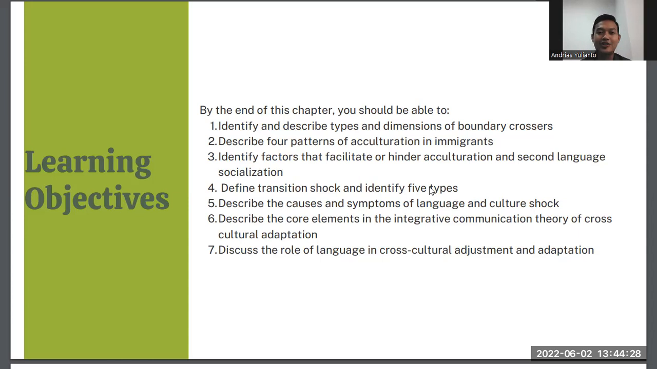Fourth, define transition shock and identify 5 types of transition shock. And the fifth, describe the causes and symptoms of language and culture shock. Sixth, describe the core elements in the integrative communication theory of cross-cultural adaptation. And the last, discuss the role of language in cross-cultural adjustment and adaptation.